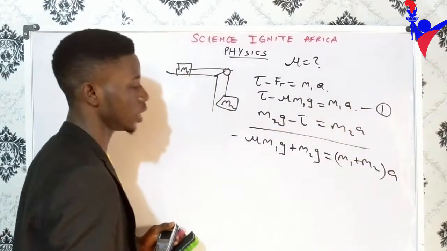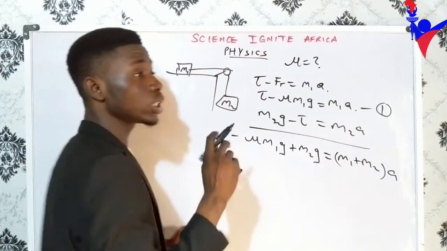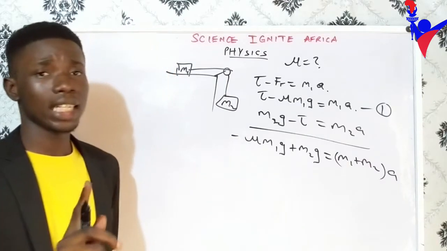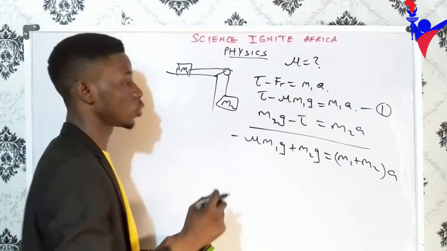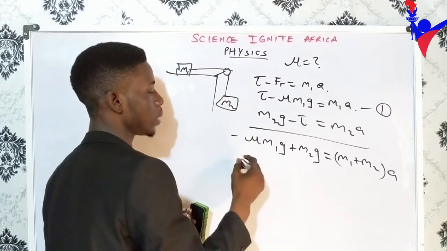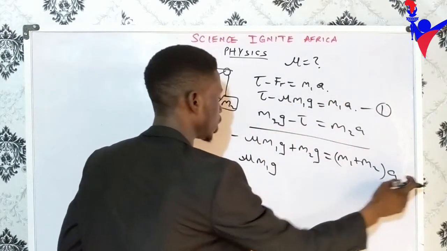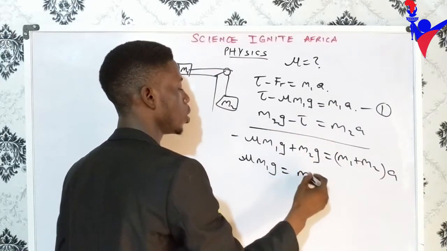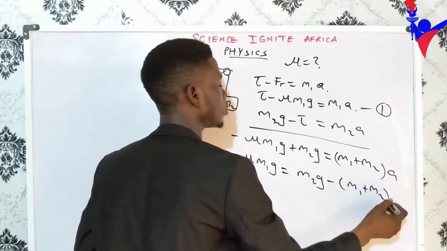I mean, we have A here. Now there's something here again that we need to take note of. Let me quickly derive this formula generally, and I will come back to what the question is saying. I'm looking for mu. So if I'm looking for mu, then that implies that mu M1G, taking it to this side, will be equal to M2G minus M1 plus M2 A.